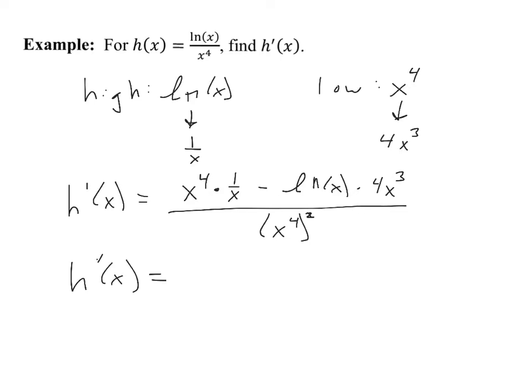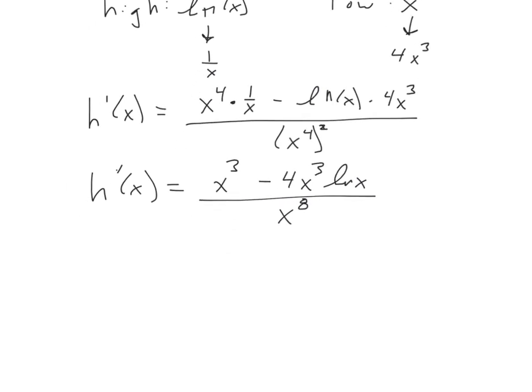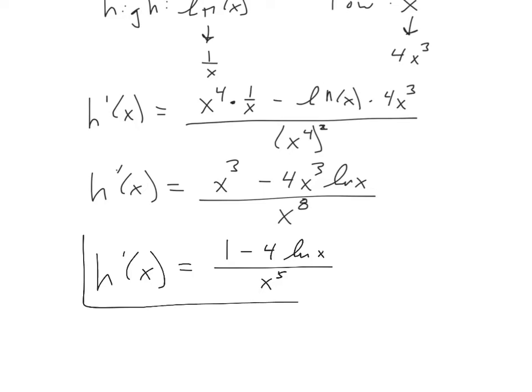So h prime of x here, let's see. That first term is going to give us x cubed. This next one is minus 4x cubed natural log x. And this is all over x to the eighth. At this point, hopefully you notice that there's a common factor here. The top and the bottom are both divisible by x cubed, so I can divide x cubed out of all of these things. If I cancel that x cubed out, I'll wind up with 1 minus 4 natural log x all over x to the fifth. Once again, we have our derivative for this thing. We write down the high and the low, we write down the derivatives, we follow the rhyme, we win.